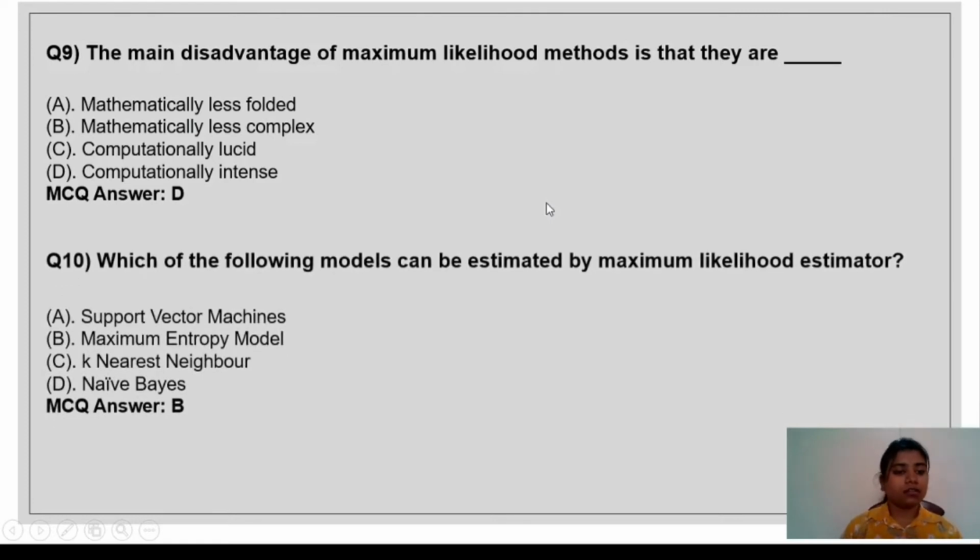Now next question is, which of the following models can be estimated by a maximum likelihood estimator? Support vector machines is the first option, second option is maximum entropy model, third is k nearest neighbor, and the last option D is naive Bayes. What they have asked is which models can be estimated by the maximum likelihood estimator. So the answer is the maximum entropy model can be estimated by using the maximum likelihood estimator.